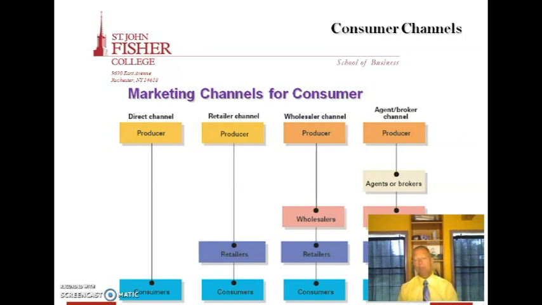Then you have producer to retailer to consumer. Oftentimes that's produce too, where a farmer will sell the corn right to Wegmans. Wegmans will sell it to you. Cheeses. A farmer will sell a high-end cheese to Wegmans. Wegmans will sell it to you.